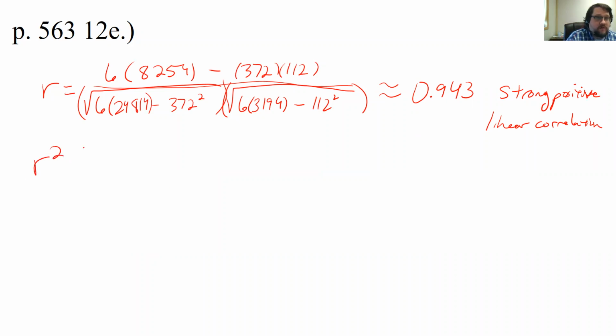R squared. So we're going to take that 0.943, square it, and I'm just going to use this value in my calculator and square that. And I got about 0.89. Right? So that is the value for the coefficient of determination. So what percentage of the variation in Y can be explained using the corresponding variation in X? 89% can be explained.